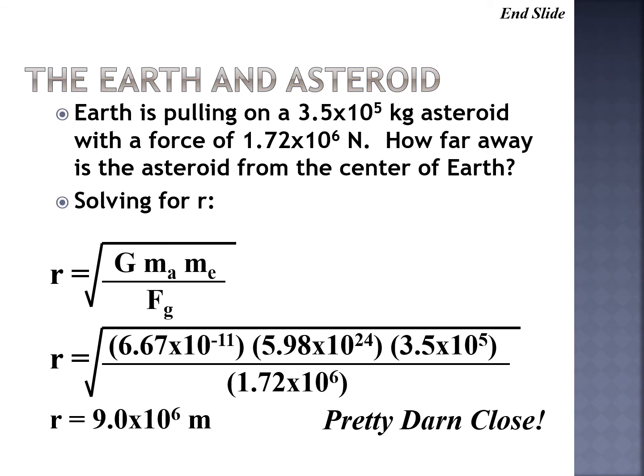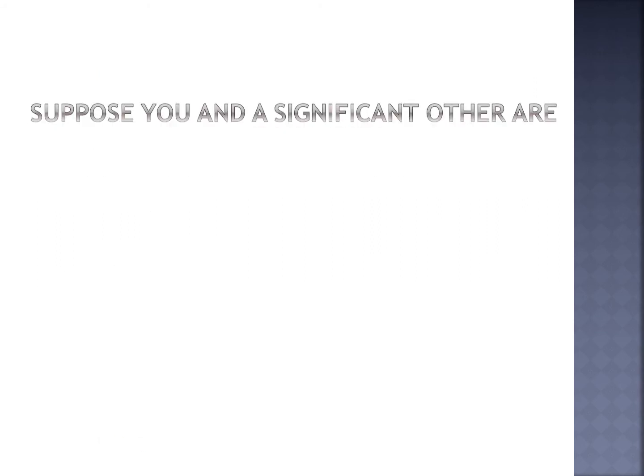Now the reason I say this is pretty close is because the radius of the Earth is 6.38 times 10 to the 6 meters. It's 6,400-ish kilometers for the radius of the Earth, and this object is 9,000 kilometers away, which is, well, if you think about it, the surface of the Earth is 6,400 kilometers closer than the center of the Earth. So really this asteroid's only about 2,600 kilometers away from the surface of the Earth.